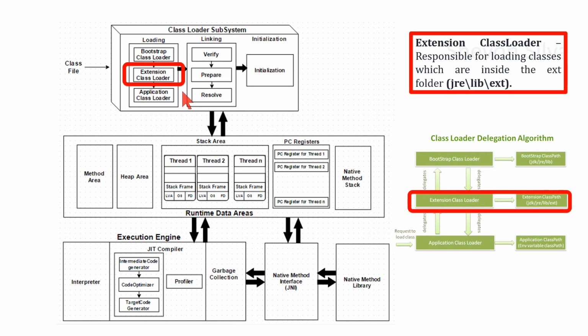Now we move to the extension class loader. The extension class loader is responsible for loading classes which are inside the ext folder. The ext folder is in the lib folder, which is in the JRE directory or folder. The extension class loader communicates with the Bootstrap class loader and the application class loader through the delegation pattern.